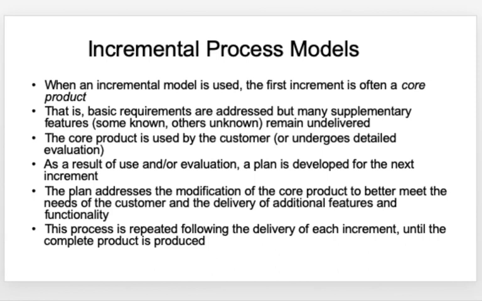So what you deliver in the first increment is called the core product. The core product basically satisfies the basic requirements that need to be addressed. Delivered to the customer, he will do a detailed evaluation. In the meantime, you look at the plan for the next increment, and this process is repeated for each delivery of every increment until you could deliver the complete product.